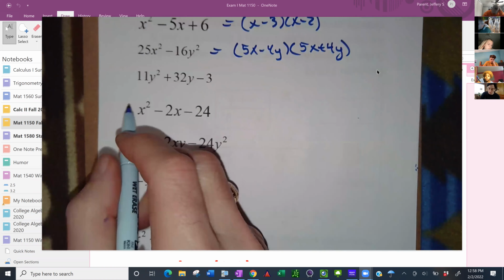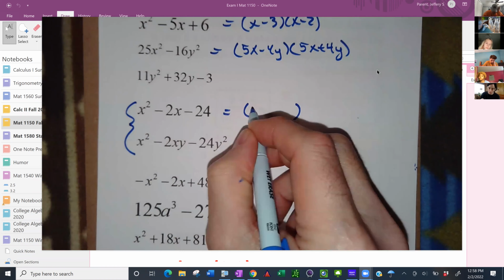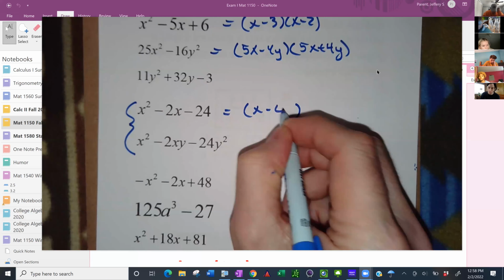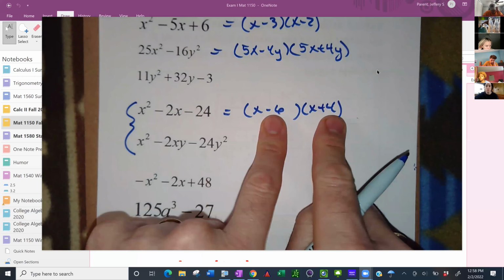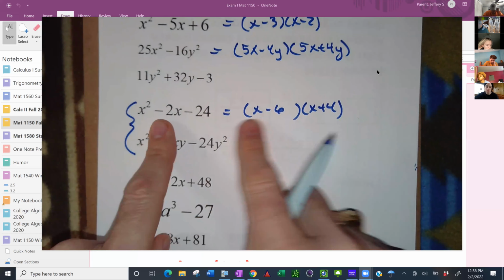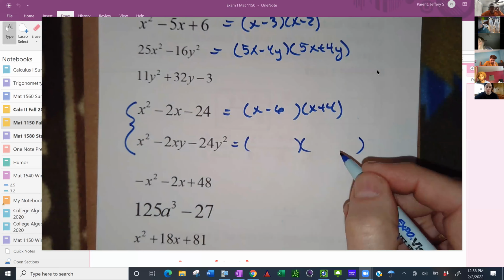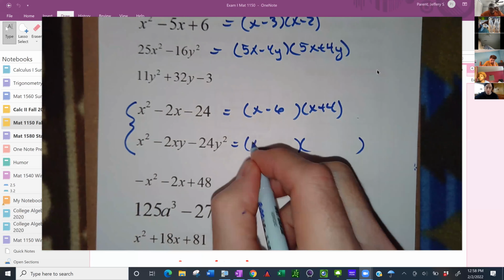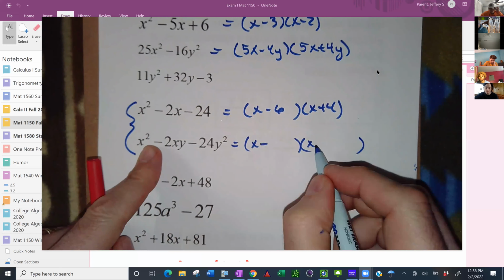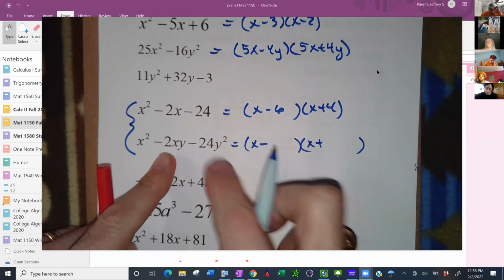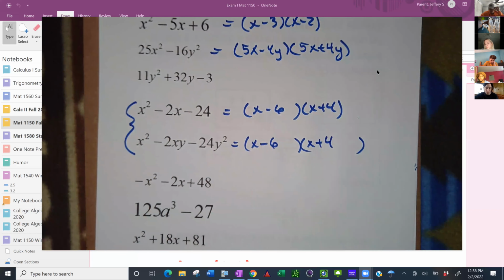This one frustrates me because a lot of people will get this. They'll say, okay, yeah, that's going to be x minus 6 and x plus 4. Perfect. Two numbers that multiply to negative 24 and add to negative 2. And then they leave this one blank. And I really regret that. It has to start out with an x and x. One has to be negative, one has to be positive. The numbers are the same, so I need the 6 and the 4. But how do I deal with the y's?